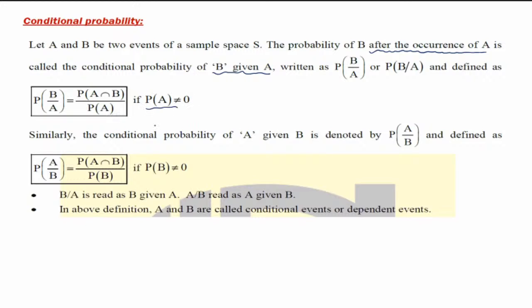This is the condition. Similarly, the conditional probability of A given B, that means here B happened first, A is going to happen next, is denoted by P of A given B and is defined as P of A by B is equal to P of A intersection B divided by P of B, if P of B is not equal to 0. So B by A is read as B given A, A by B is read as A given B. In the above definition, A and B are called conditional events or simply dependent events. Okay. So please learn it by heart.